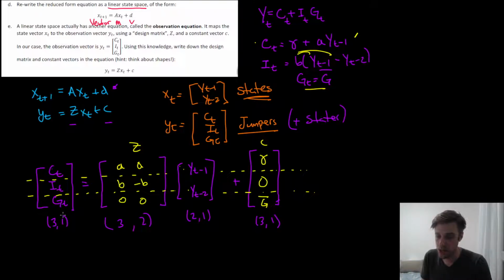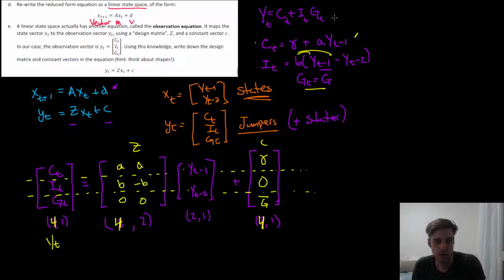But if you wanted to carry along YT here, then we have a 4 by 1 vector for our YT. We get a 4 by 1 for our Z. This remains 2 by 1. We still only have 2 states. And this is 4 by 1. So what is the last column of Z and C?